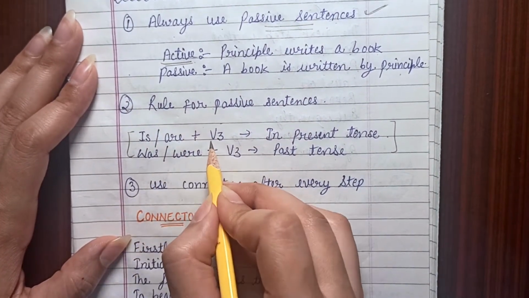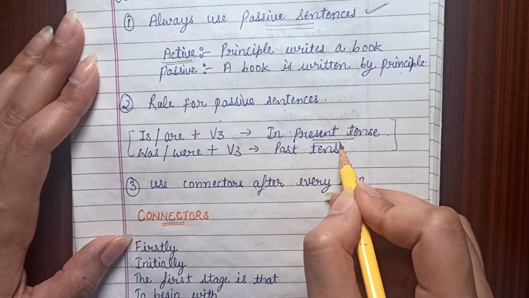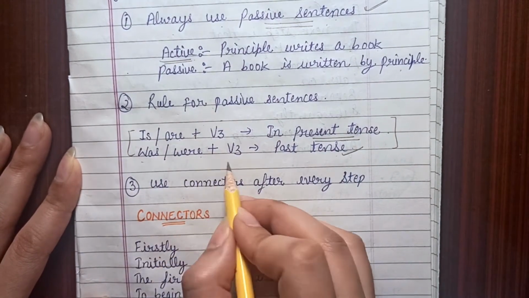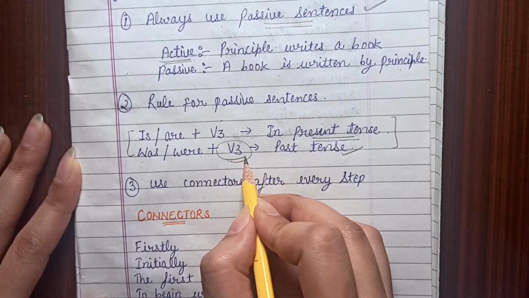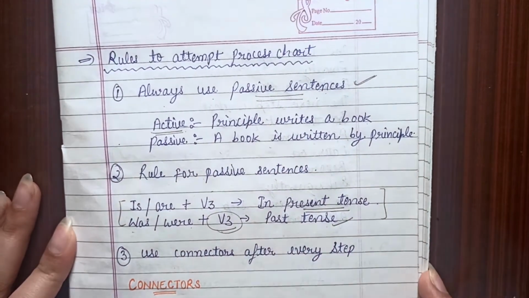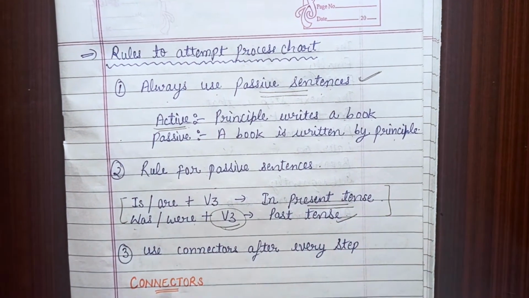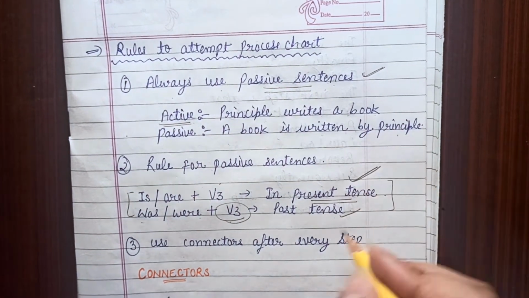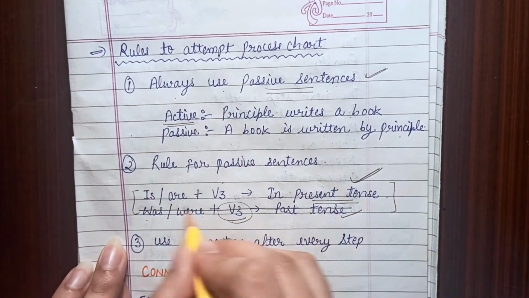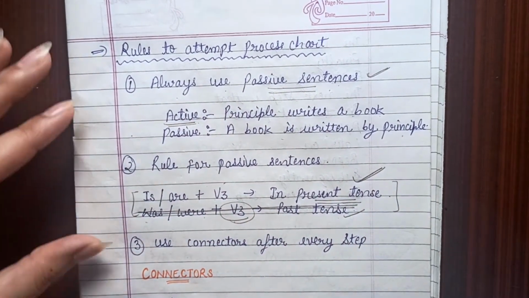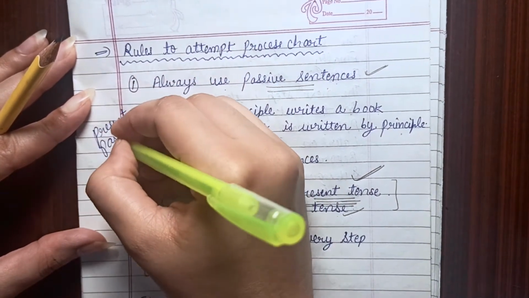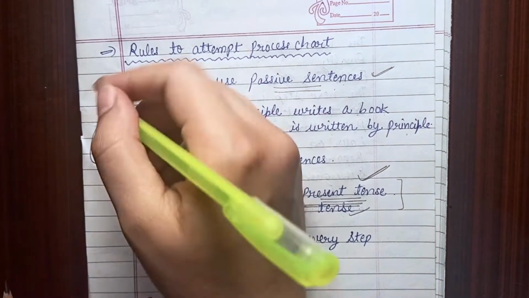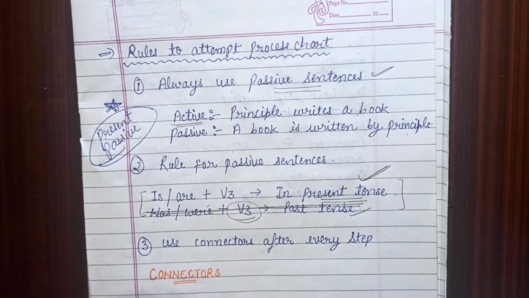So, these are the grammar rules of writing passive sentences. Is, are plus verb third form. This is the present form, or if you want to write it in the past, you will write was, were plus verb third form, right? But let me tell you, you will write your process chart or flow chart or the life cycle in present passive. You will not use past tense. You will only use present passive sentences to attempt your process chart. This is a very important rule, right?